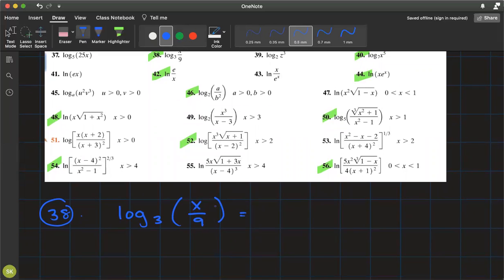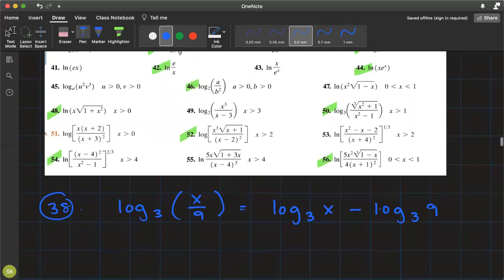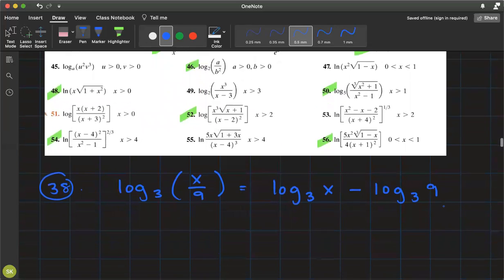Okay, so I have division inside a logarithm. So that is the same thing as saying log base 3 of x minus log base 3 of 9. I can actually reduce this problem a little bit further because 9 is the same thing as 3 times 3, or 3 squared. So this is log base 3 of x minus log base 3 of 3 squared.